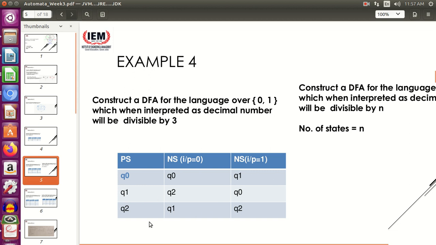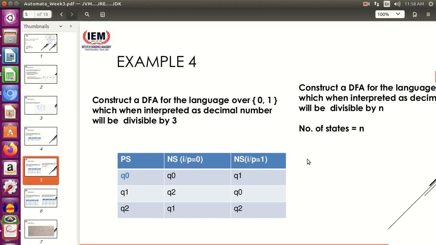This is the corresponding transition table for the transition diagram that I had shown you. If you look at the transition table, the first thing you do is put the present states. How many states will be there? If it's divisible by 3, Q0, Q1, Q2. If it's divisible by 4, Q0, Q1, Q2, Q3. Divisible by 5, Q0, Q1, Q2, Q3, Q4. So this part is clear.